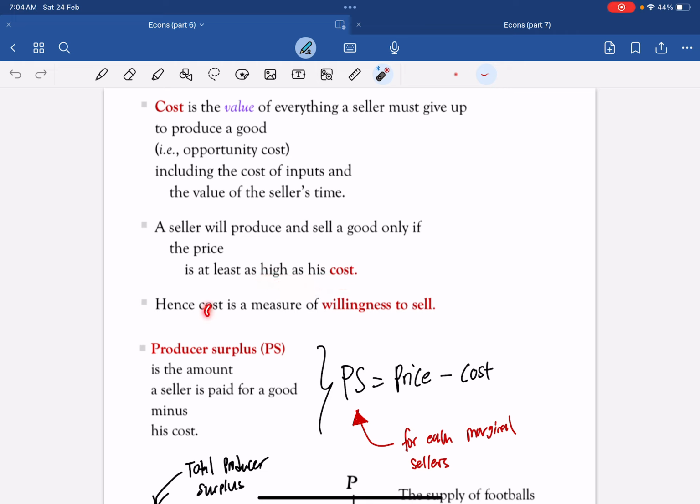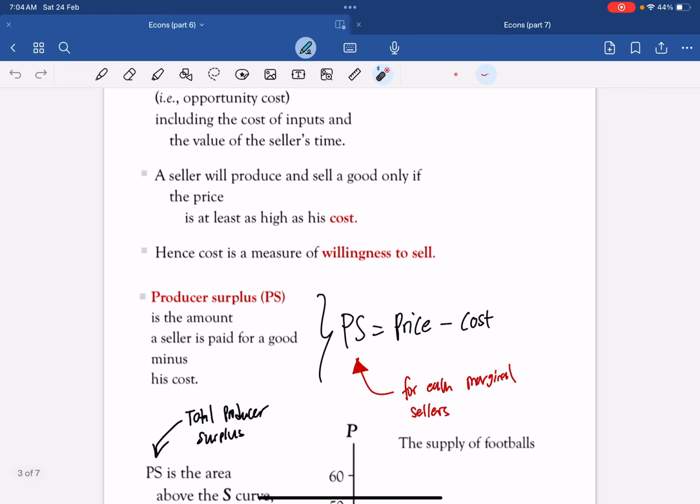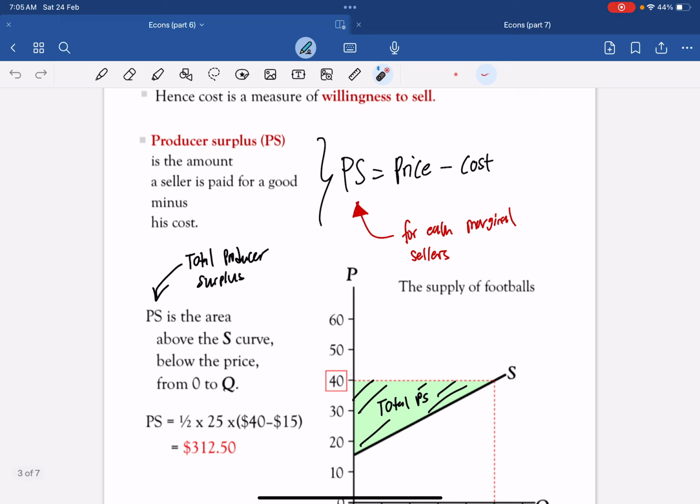So the cost is known as the willingness to sell. For example, you have a bag priced at $5. If it takes $6 to produce the bag, then for every bag you sell, you lose $1 in essence. So that's not really what you want. So your cost measures your willingness to sell, because you're only willing to sell at anything above your cost. And likewise, producer surplus is just the price minus the cost, or you can put willingness to sell.